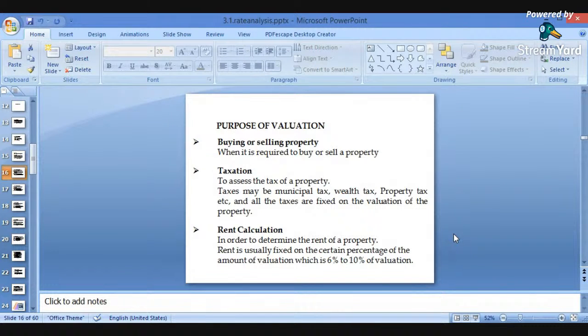All the taxes related to municipal taxes, wealth taxes or property taxes can be calculated with the help of the valuations. So it will be decided with the help of the valuation. The different taxes will be decided with the help of the valuations.